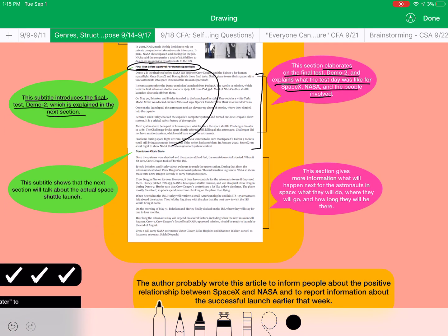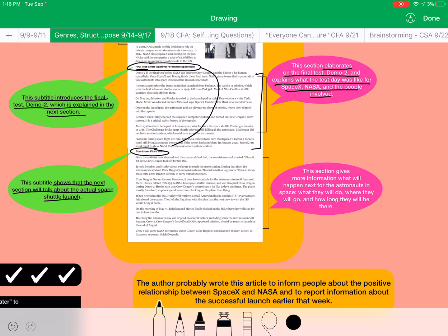Our last subtitle, Countdown Clock Starts. How does this help the reader? It shows that the next section will be about the actual space shuttle launch. The countdown clock has started, and they're going to actually get to the launch part of the article. So it shows that the next section will talk about the actual space shuttle launch.